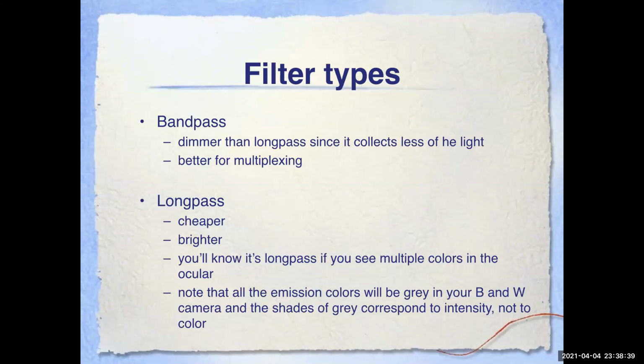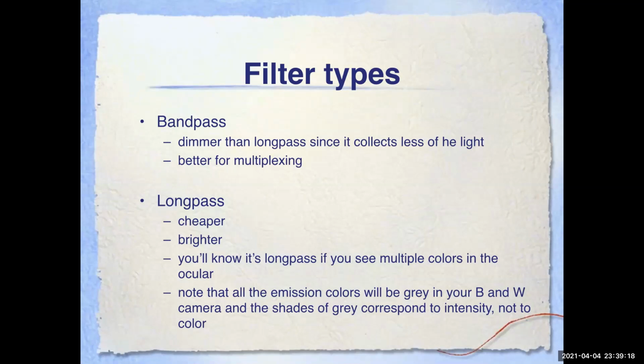I said that the emission filter can be band pass or long pass. Actually any filter can, but you'll see that it makes no sense to have anything but bandpass for excitation. So that decision's made for you. Of course, excitation is going to be bandpass. And then the emission filter usually is bandpass, to be honest. It's a little bit dimmer than the long pass filter because it collects less of the light. But it's just better for multiplexing. This will make a lot of sense once we start looking at them.